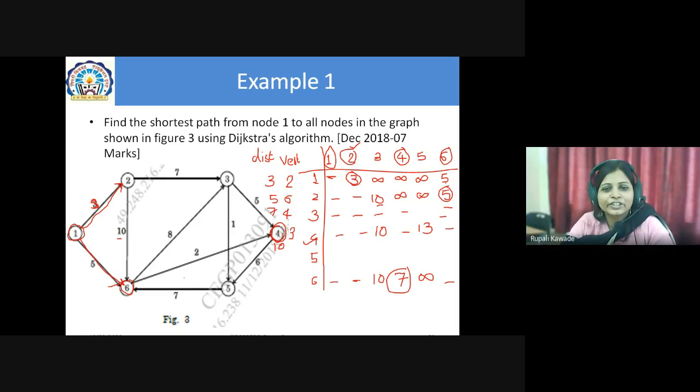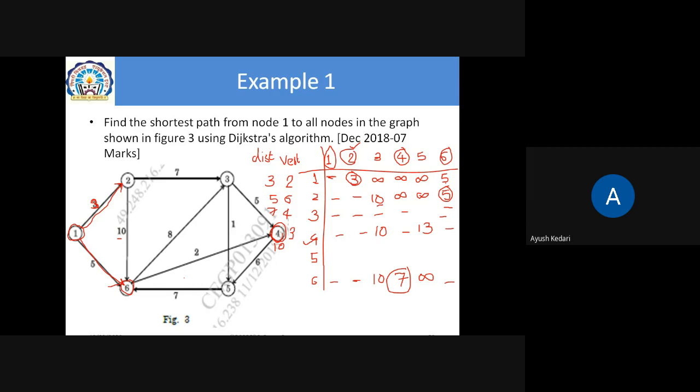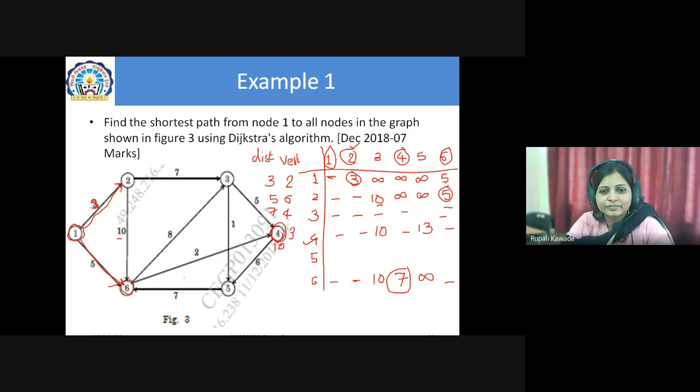Okay, now from 3 to 5. See, 1 we have selected, 2 is done, 3 is done, 4 is done, 5. So we selected vertex 3. Which distance of 3 will come? Only 5 is left, the fifth one.